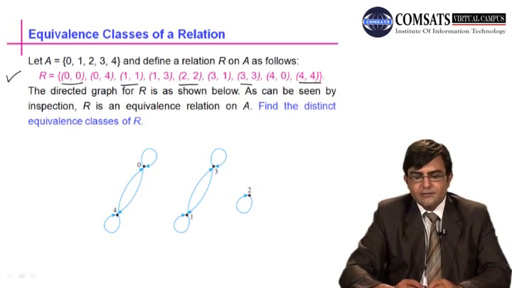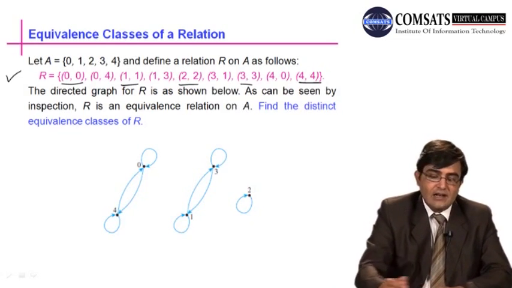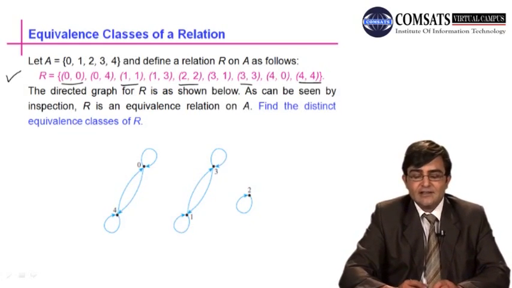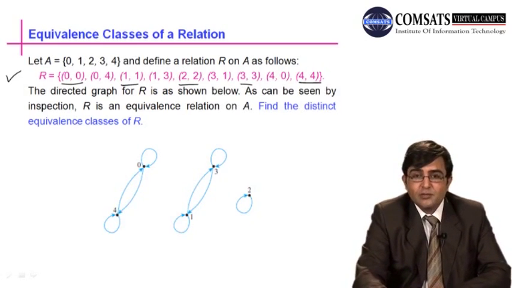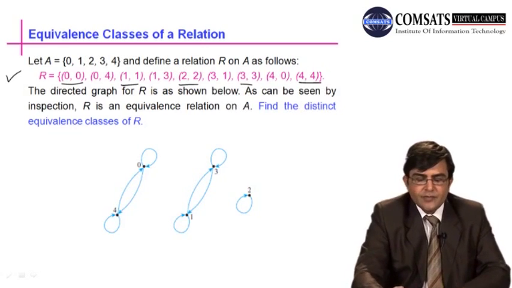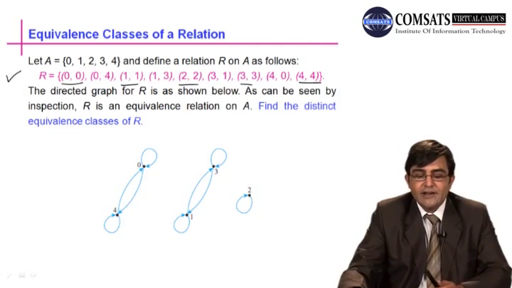Now we check whether this relation is an equivalence relation or not. As you can see, every element is related to itself, and in the directed graph at every element there is a loop, so this relation is reflexive. And if we have an arrow from one point to another point, we have an arrow from the other point back to the first point, so this relation is symmetric also, and this relation is also transitive. You can check it.